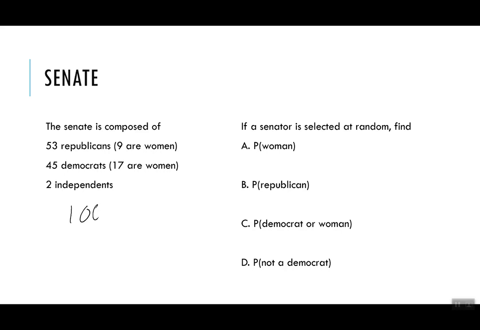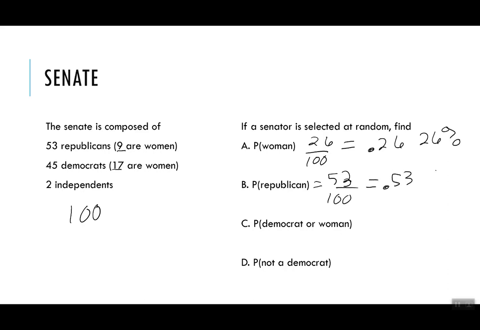Important, we have 100 senators. So I have 9 women and 17 women. So 9 and 17 gives 26 over 100. Let's do this one as percentages because we haven't done that yet. So I say that's 0.26, which is 26%. Okay, same thing. Let's look at probability of selecting a Republican. There were 53 out of the 100 total, which gives me 0.53 or 53%.